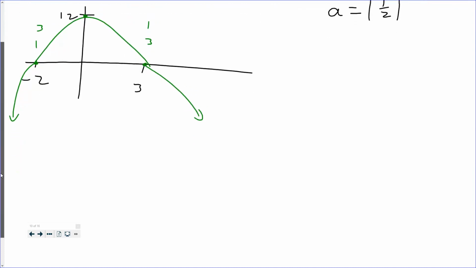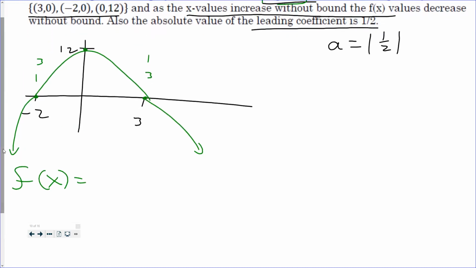From here, I'm going to make my cases to figure out what my actual function is. So f of x has to equal some a, and actually we can go back to the a right now before we leave this problem. Because I'm opening down and my end behaviors are both going down to negative infinity, I know a has to be negative 1/2, if you remember your little chart. So if you have degree on the top, I'm going to put L.C. for leading coefficient.